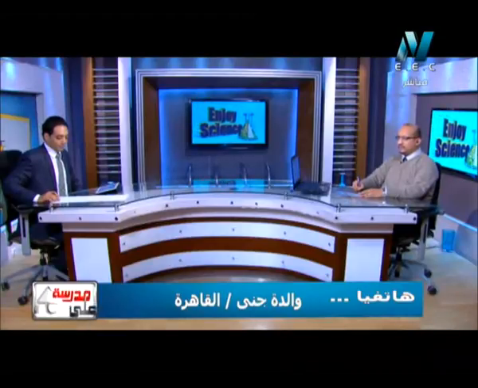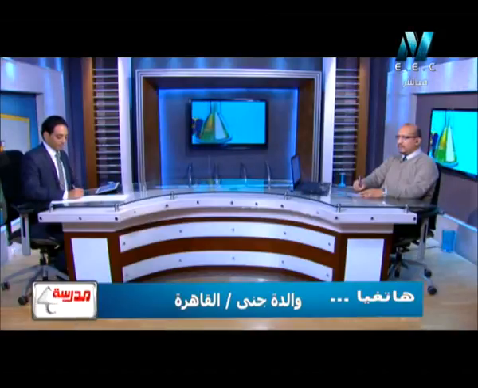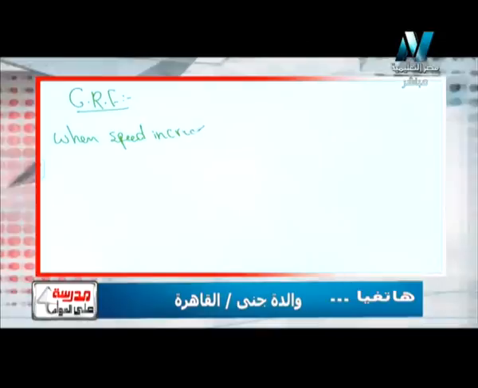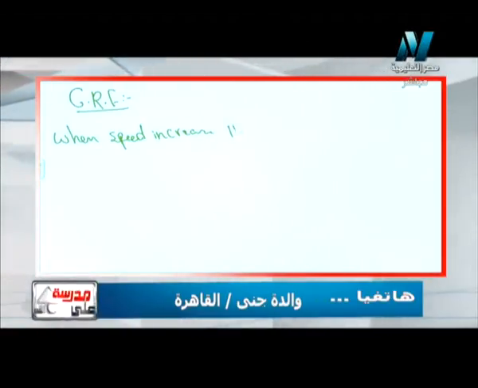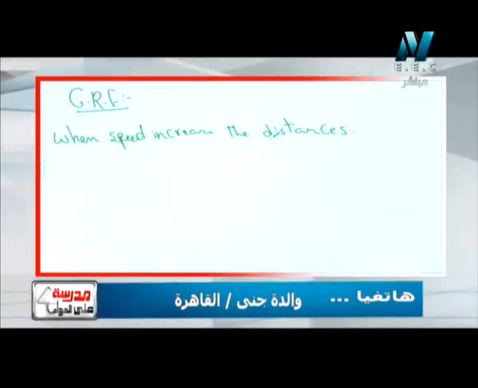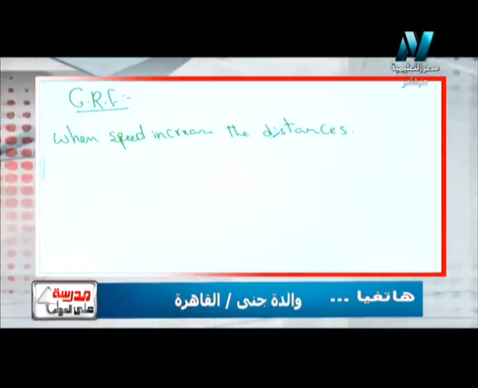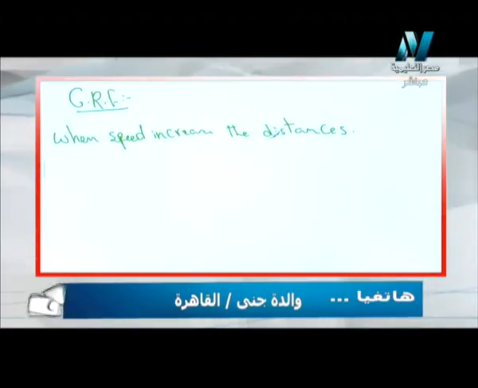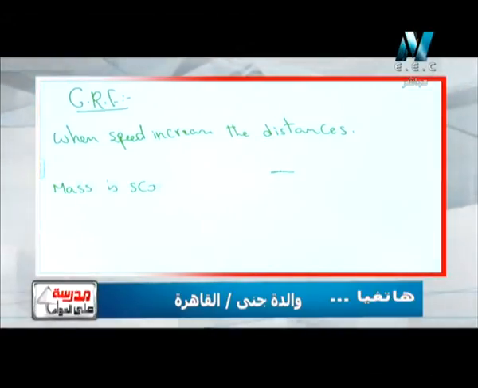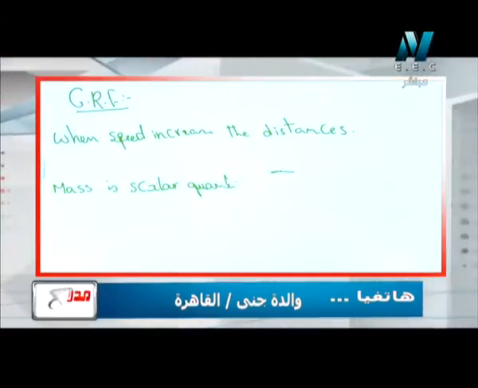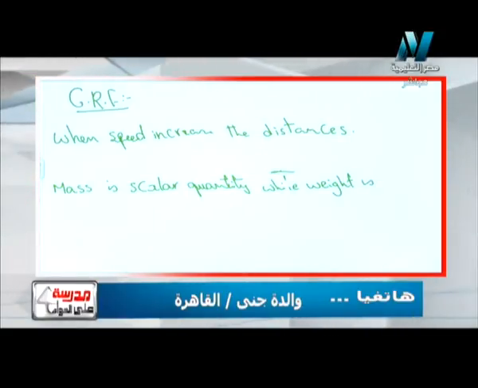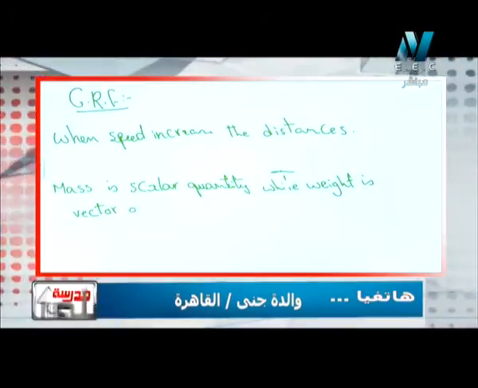The first question: give reason, when speed increases, the distance increases. Number 2, the second question: mass is a scalar quantity, while weight is a vector quantity.